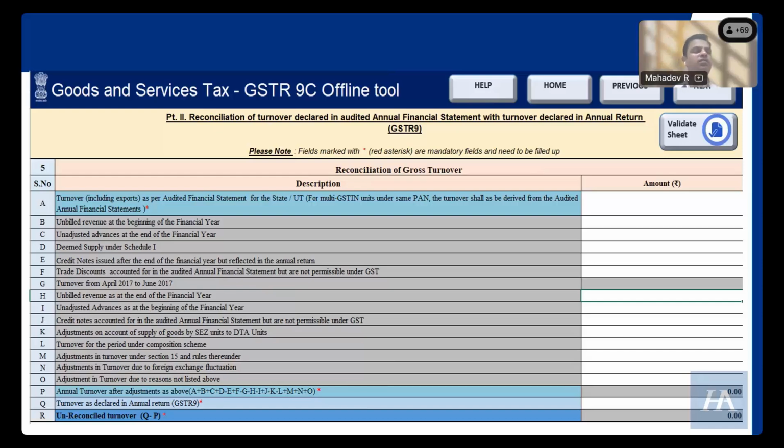5A is very uncommon: a credit note issued after the end of the financial year but reflected in the annual return. Then 5F: if you have any trade discounts accounted in the audited financial statements that are not permissible, then you need to add them. Then 5G is not applicable, it is only applicable for the first year of GSTR 9C.